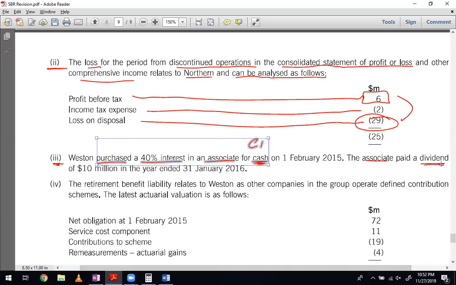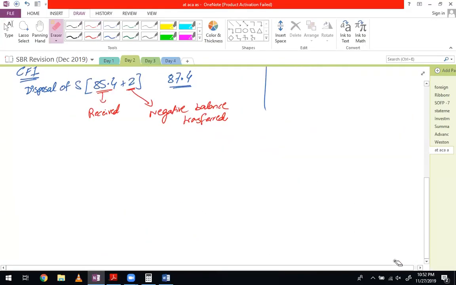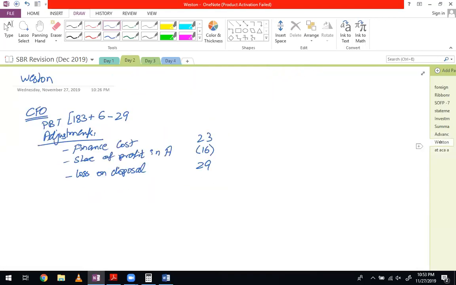The associate paid a dividend of $10 million in the year ended 31st January 2016. So this means the dividend from associate would be $10 million into 40% what we have received. So that is going to be $4 million shown in the CFI. And in the CFO, already we have added the share of profit into that.